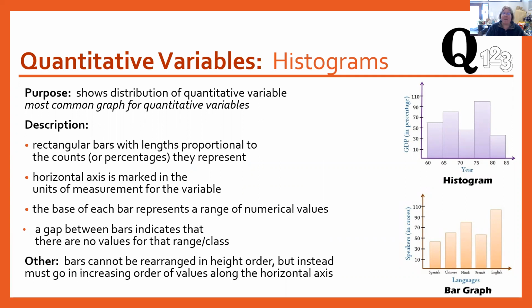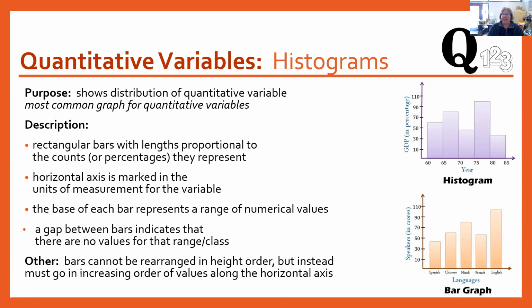Our description: we have rectangular bars with the length or height of the bar proportional to the count. Okay, so that should sound familiar. The horizontal axis is used for whatever our quantitative variable is. So if it's heights, we'd list the heights in inches. If it was how many years you've been in school, then we would list that with years along that x-axis. The base of each bar represents a range of numerical values. So that's 59 to 62 inches, 63 to 66, and so on.